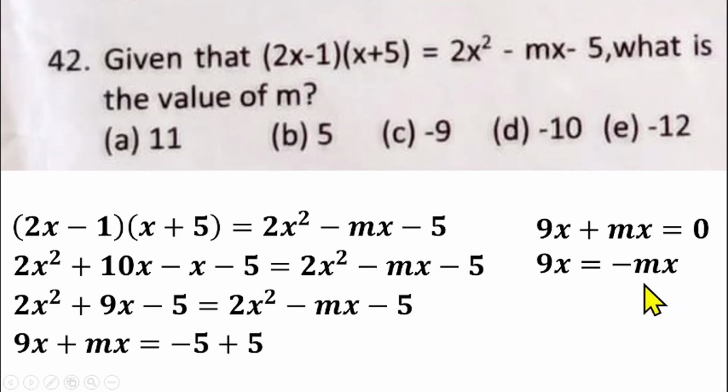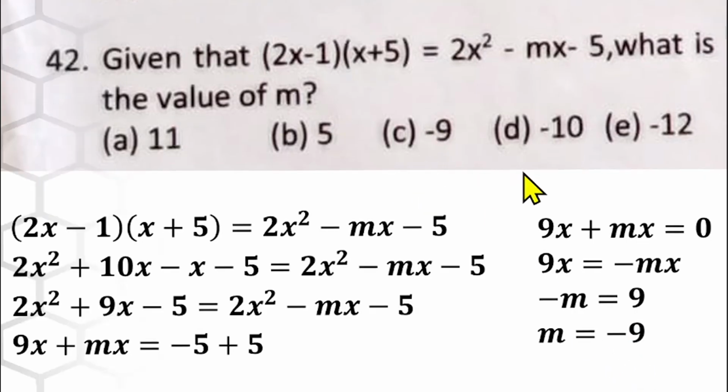x will take care of x at both sides. So you'll be having minus m equals to 9. Then multiply both sides by minus, m will be equals to minus 9. And that makes option C the right answer for question number 42.